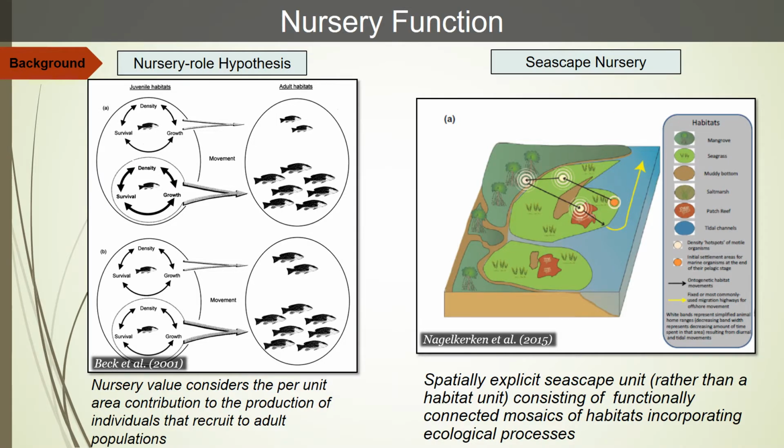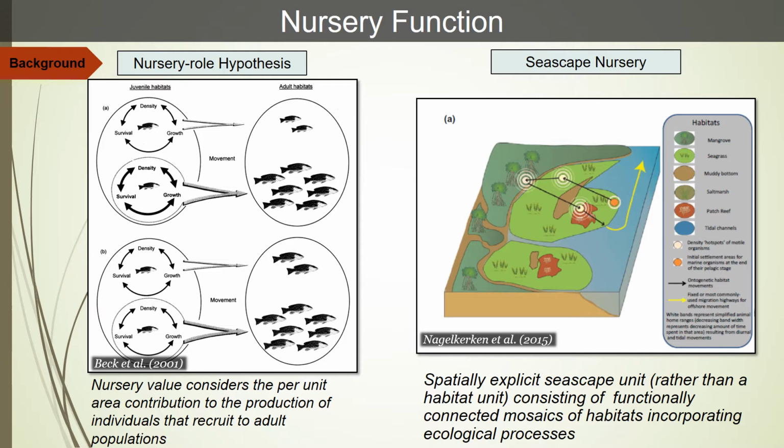Before getting into the details of this study, I wanted to touch on the nursery function of estuarine habitats. Nurseries for marine fish and crustaceans are locations where individuals spend their juvenile life history stage foraging and growing until they recruit to adult populations. In 2001, Beck et al. introduced the nursery role hypothesis, which suggests that the value of a nursery is based on the per unit area contribution to the production of individuals that recruit to adult populations.